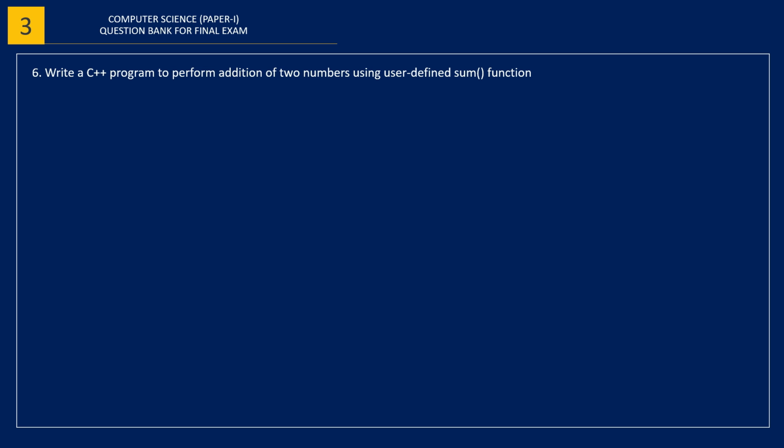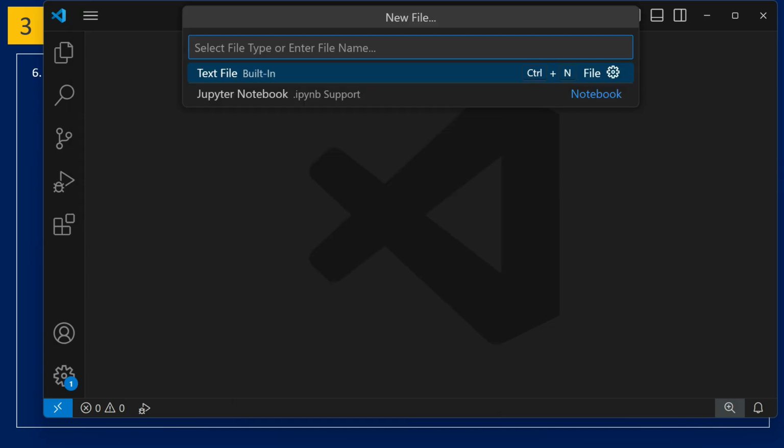Like if you want to calculate the sum, we can write a block of statements where only the sum will be done. Or for example, you want to perform multiplication, then you can define a block in which only multiplication will be done. So you can break down your application or program into multiple small blocks, and those are known as user-defined functions. Now let's write the program so you will understand it in a better way.